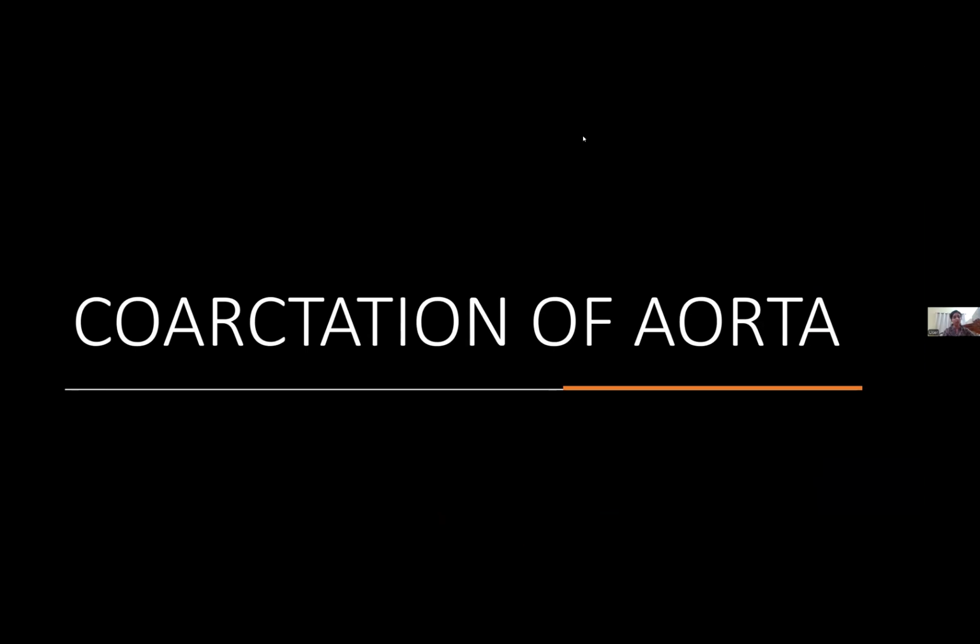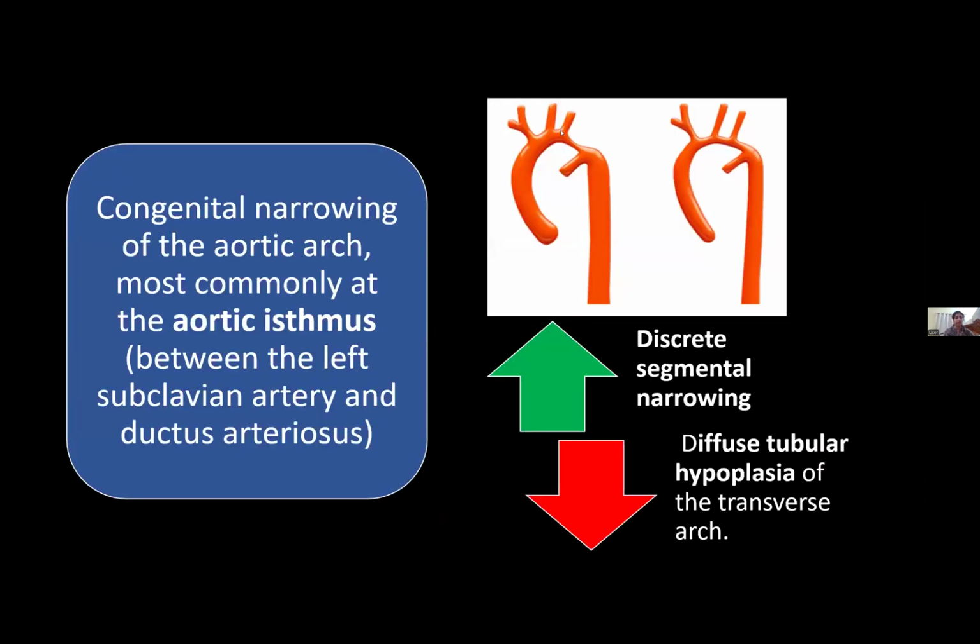Next, we'll move on to the coarctation of aorta. The congenital narrowing of the aortic arch most commonly occurs at the aortic isthmus between the left subclavian artery and the ductus arteriosus, and the spectrum ranges from the discrete segmental narrowing to the diffuse hypoplasia of the whole transverse arch.